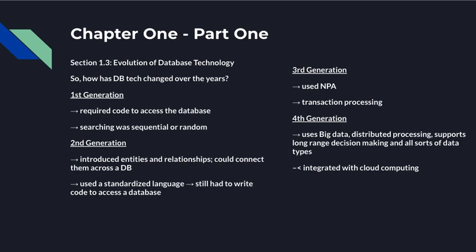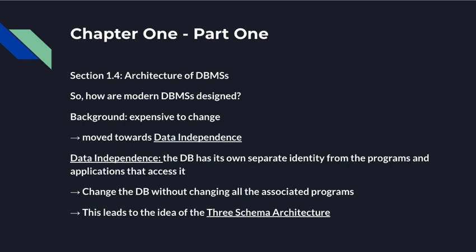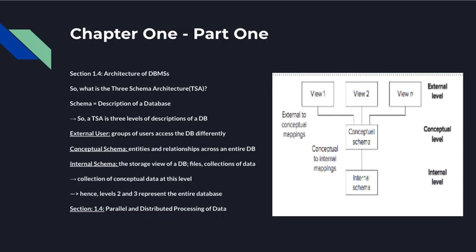In this section, we talked about the evolution of database technology and the move towards big data and cloud computing. And then we talked about data independence, how it used to be quite expensive to modify a database, but now with the three schema architecture and with data independence, we see a database as separate from the programs and applications that use it, and we can change, modify, update, or even experiment with the database without affecting anything else.